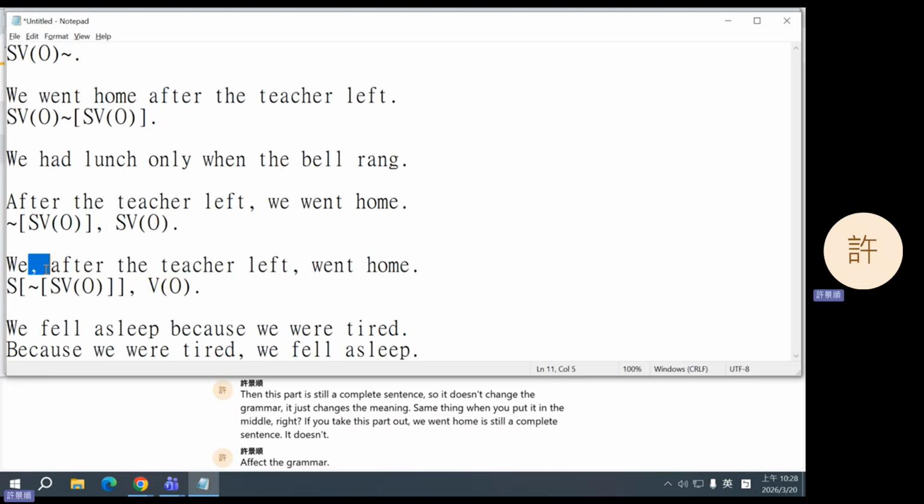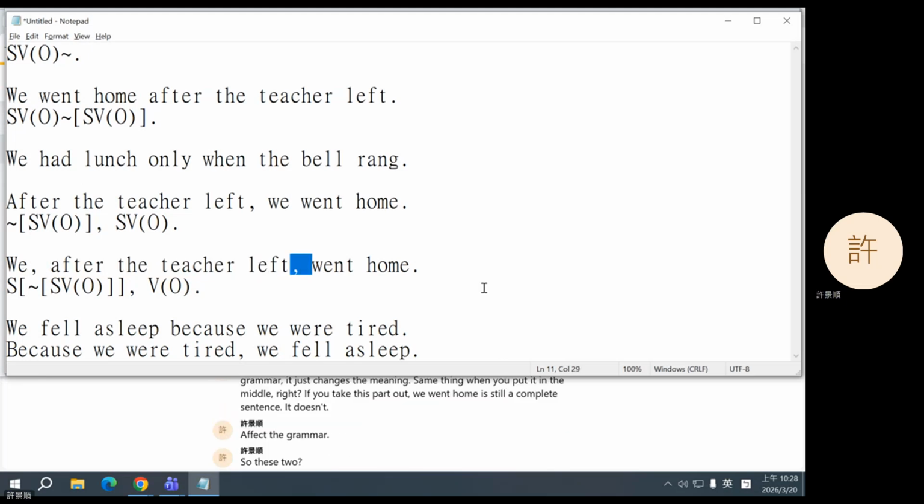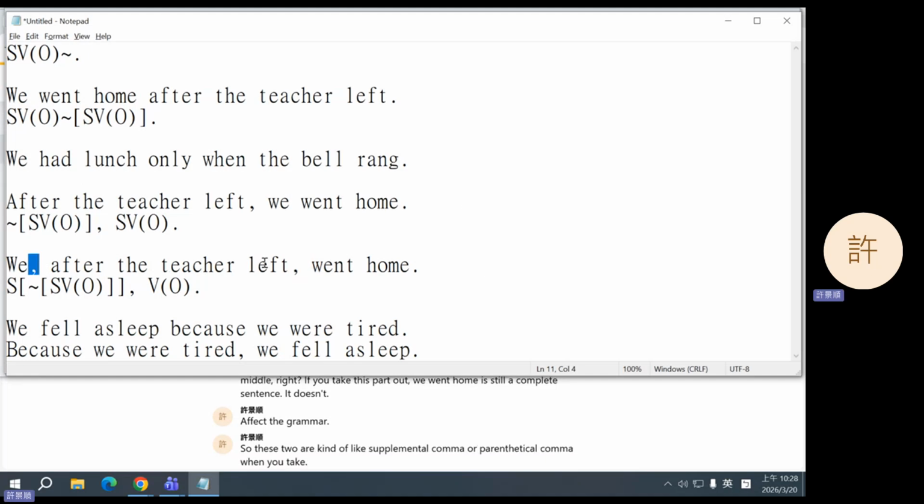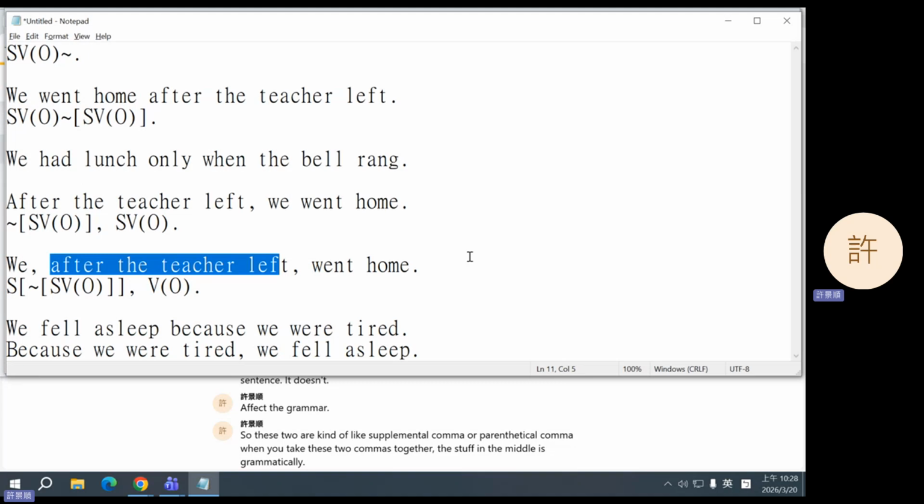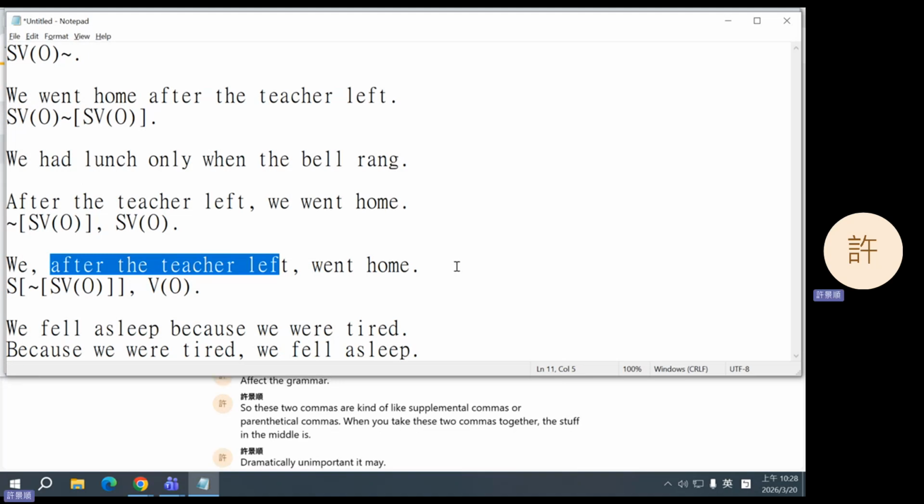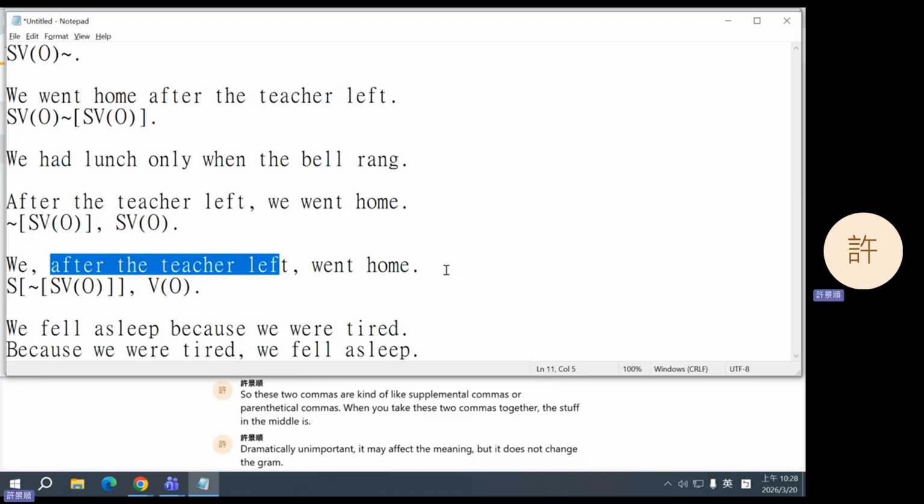So these two commas are kind of like supplemental commas or parenthetical commas. When you take these two commas together, the stuff in the middle is grammatically unimportant. It may affect the meaning, but it does not change the grammar.